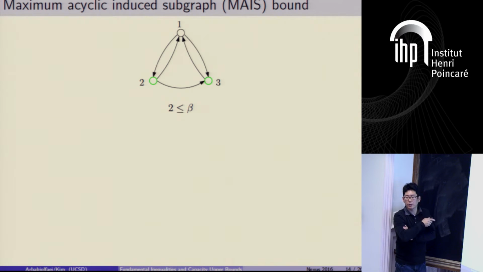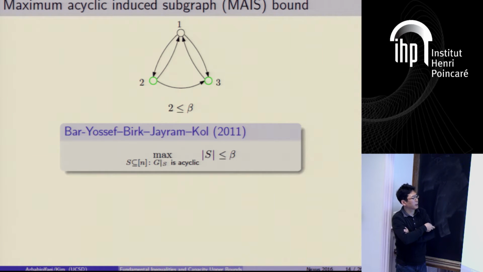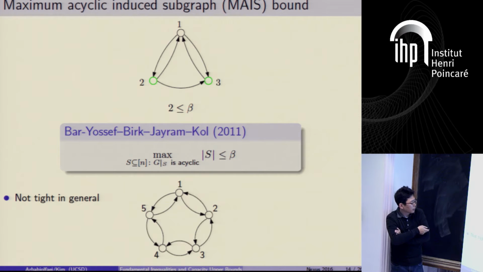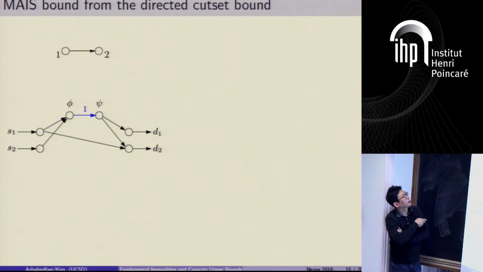And that number, the size of the subgraph, is actually a lower bound on the broadcast rate. And this result is due to Bar-Yossef, Birk, Jayram, and Kol, right? And I'm going to prove the bound pretty soon. Actually, I'm going to give you 2 proofs. But it is not tight in general. But this is our bottom line.